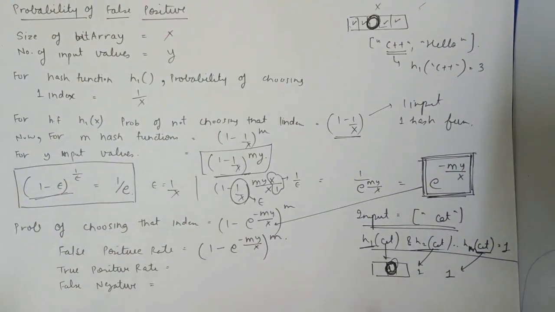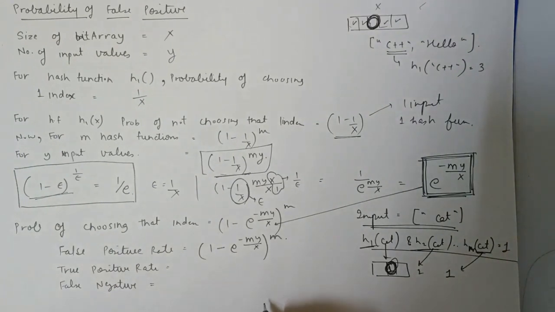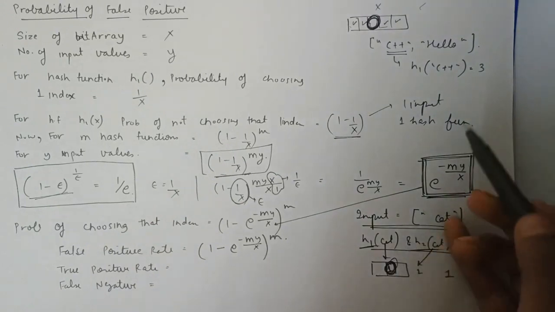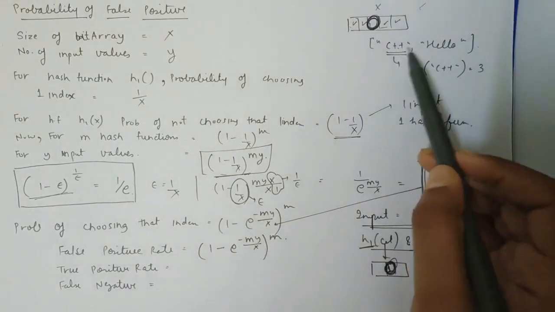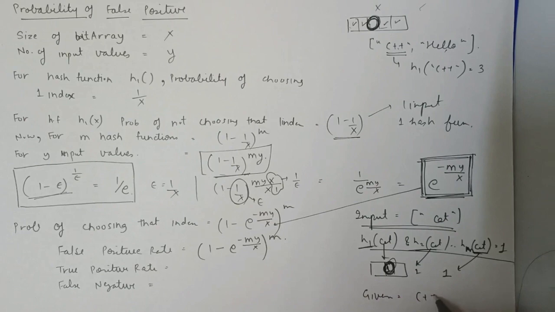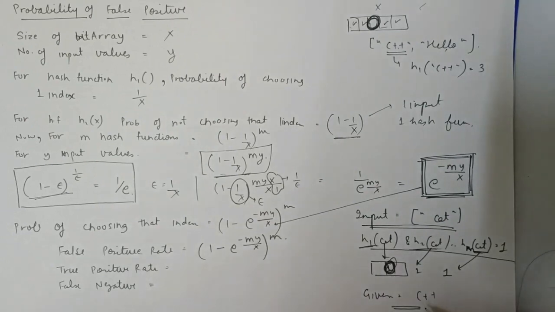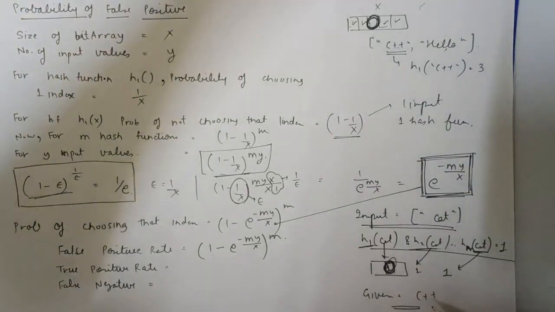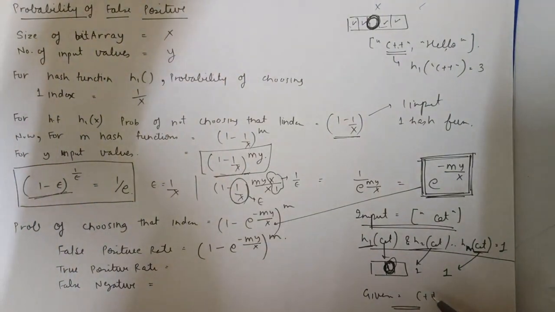Now, what would be the true positive rate? By true positive rate, what we mean is this: in the input list, C++ and hello were there, so we take any given value, suppose C++, and ask what is the probability that C++ is chosen as 1.